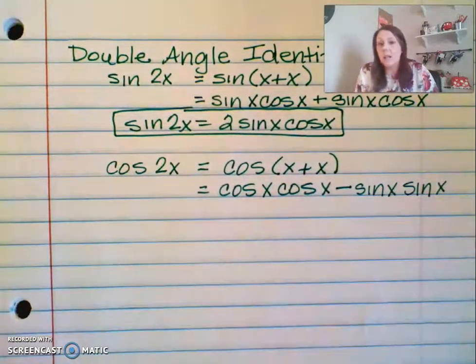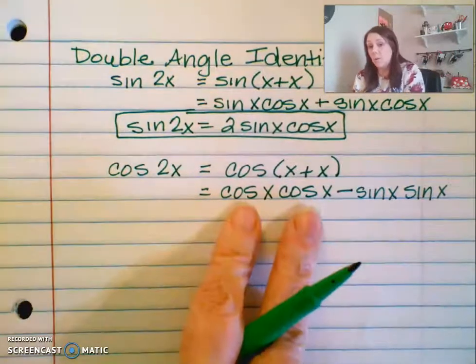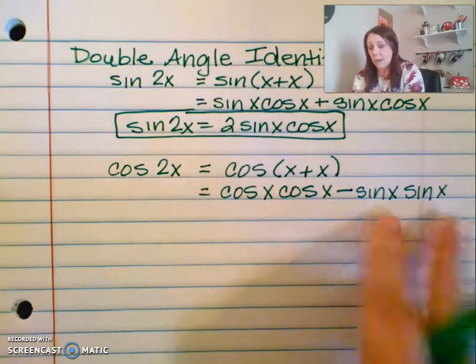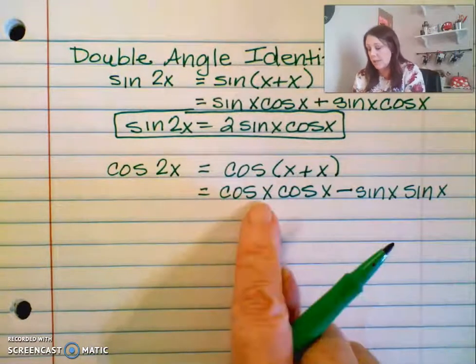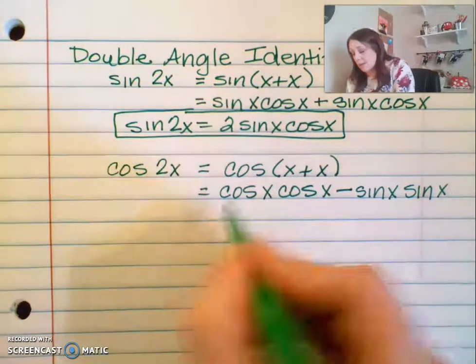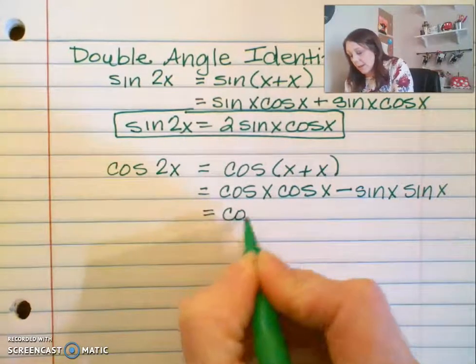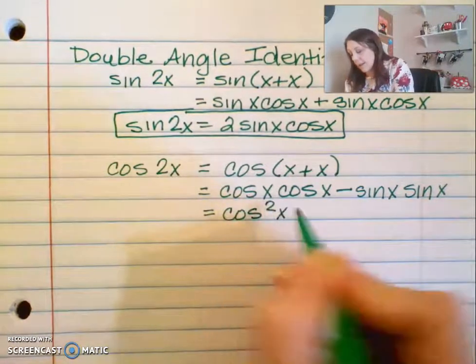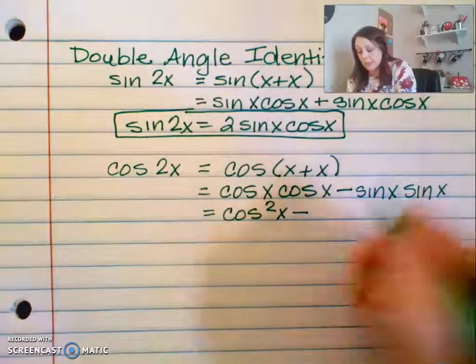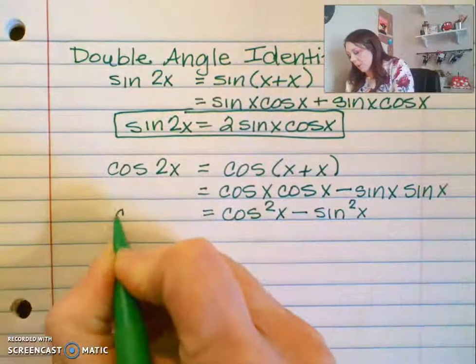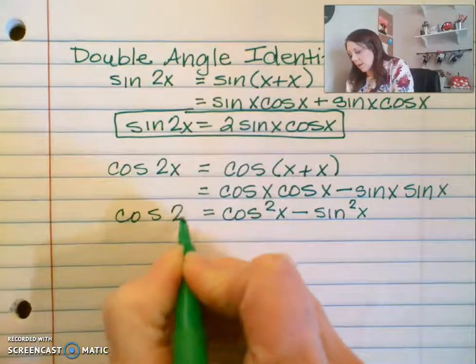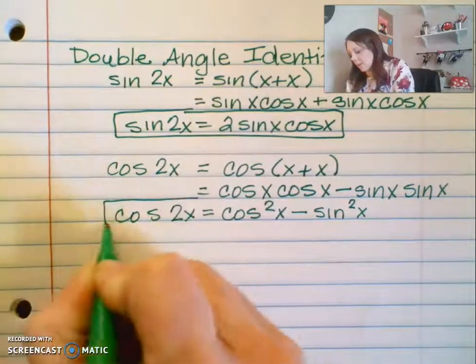In this case, they are not like terms. We've got a cosine x times itself minus sine x times itself. But we can do some condensing. For example, cosine x times cosine x we understand to be cosine squared x minus, and then the sine x times sine x becomes a sine squared x. And that forms one of the cosine 2x formulas.